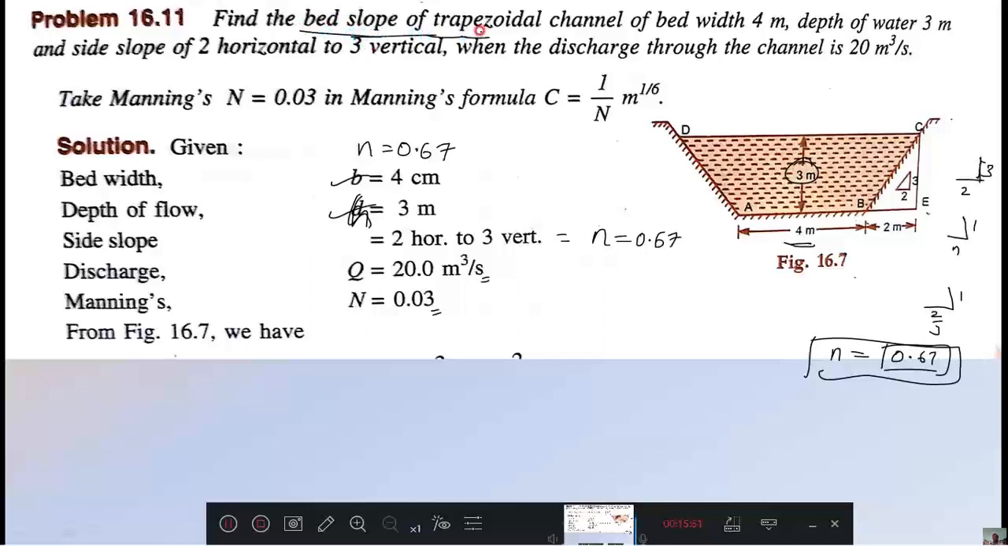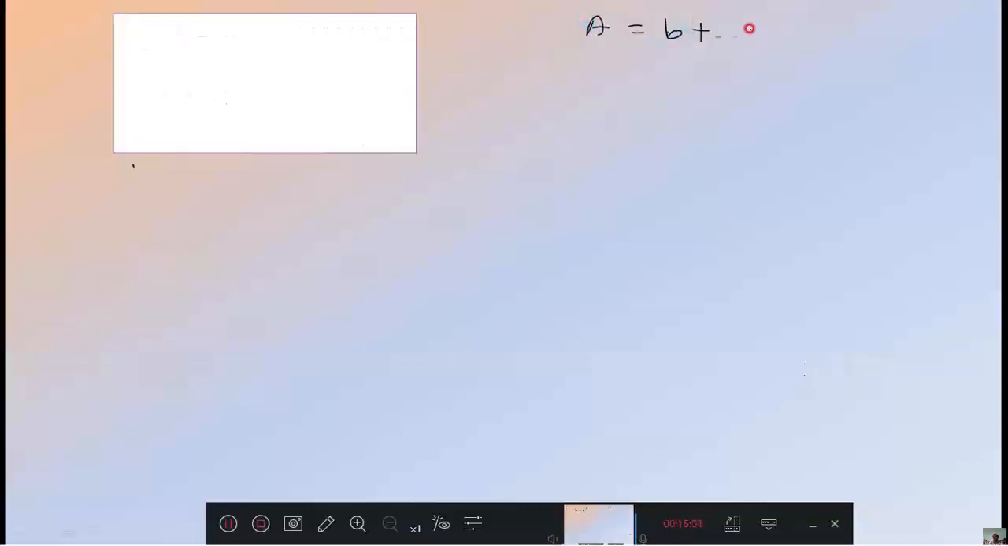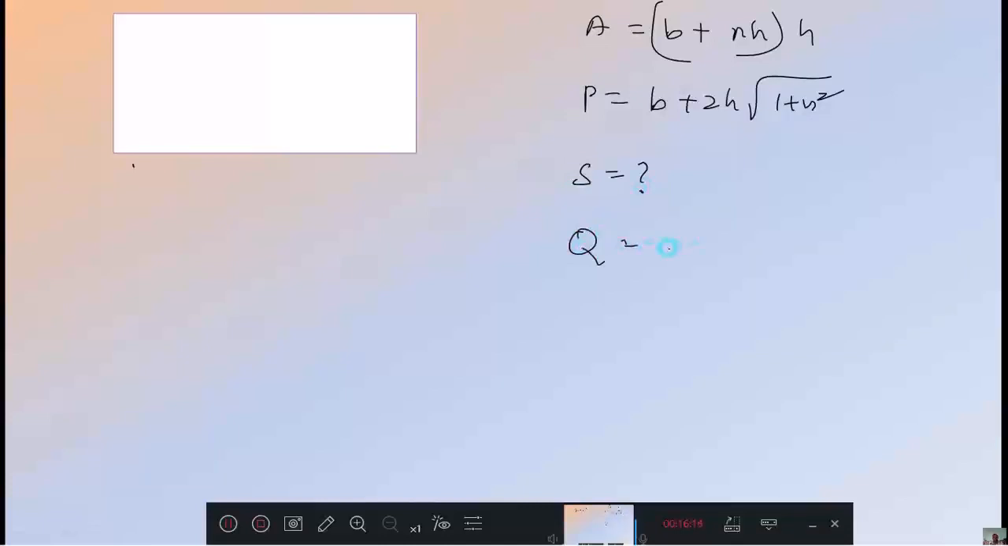Then area is equal to (b plus nh) into h. Here h is known, n is known, everything is known. Perimeter is equal to b plus 2h square root of 1 plus n square. Everything is known. Then S is unknown. Q is equal to 20 meter cube per second.